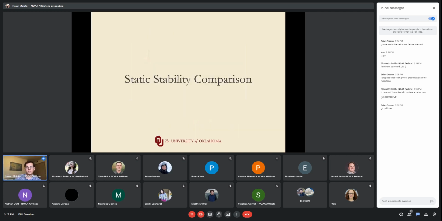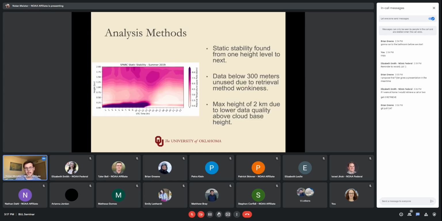So those were the methodological challenges and steps that I took. Now let's take a look at the methods for each individual variable and the results that ensued from them. We'll start with static stability, which had its own unique idiosyncrasies.